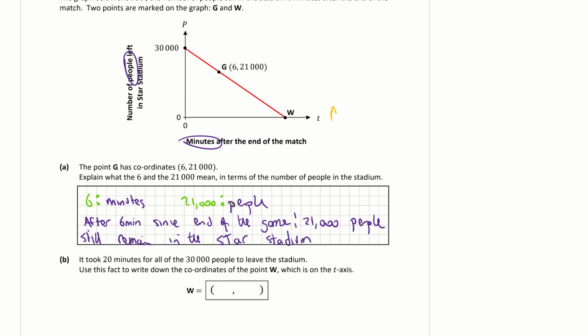Sorry, we've come out time, I should say. We've come out 20 minutes. This is our 20. So we've come out 20 on the X, which is time. We're not going up or down because all our people have now left. So 20 minutes, 0 representing the people. So 20, 0.